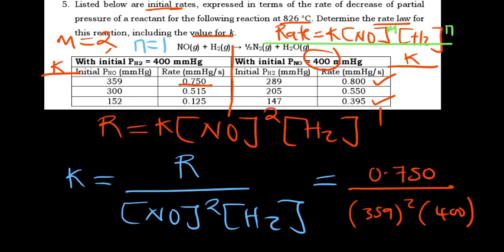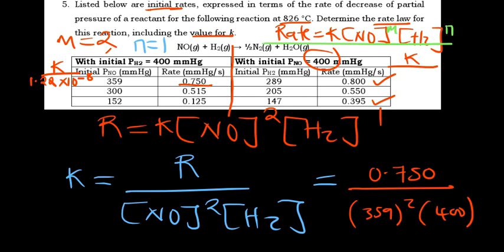I'll grab my calculator there. So 0.750 divided by 392 squared multiplied by 400. The value of k I'm getting here is 1.22 times 10 to the power negative 8.